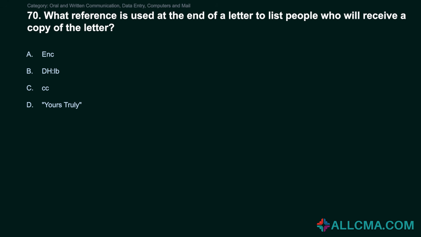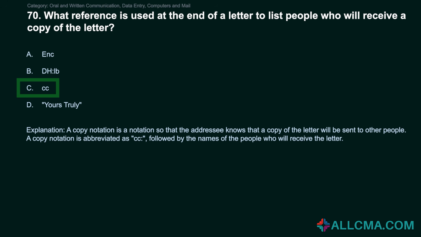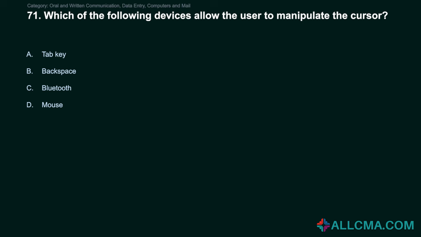70. What reference is used at the end of a letter to list people who will receive a copy of the letter? A. Enc. B. DH. C. CC. D. Yours truly. Correct answer, C. CC. A copy notation is a notation so that the addressee knows that a copy of the letter will be sent to other people. A copy notation is abbreviated as CC, followed by the names of the people who will receive the letter.